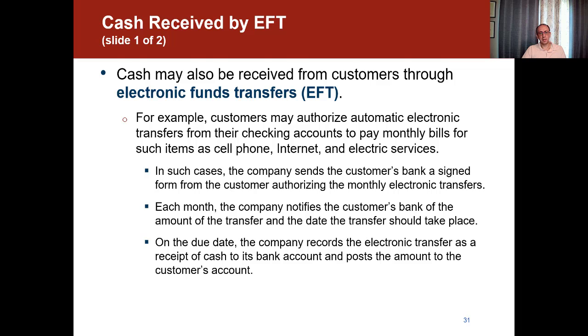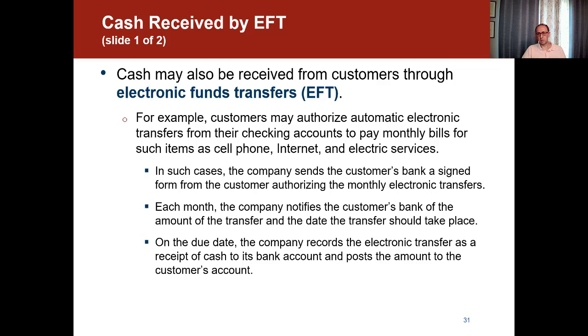How about cash received by EFTs? EFT is short for electronic funds transfers, and this is getting to be more popular nowadays. We see many customers making their payments using EFTs. So cash may also be received from customers in that form. For example, customers may authorize automatic electronic transfers from their checking accounts to pay monthly bills for such items as cell phones, internet, and electric services. This is very common nowadays, and businesses love it because customers never forget to make these kinds of payments, especially if it's automatic pay.